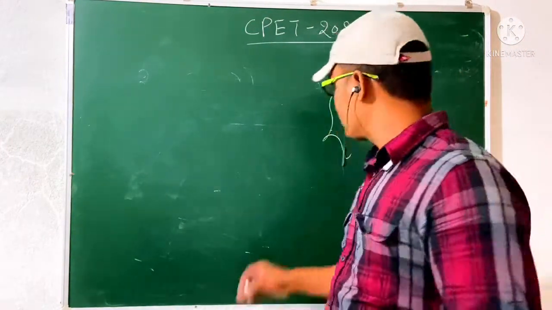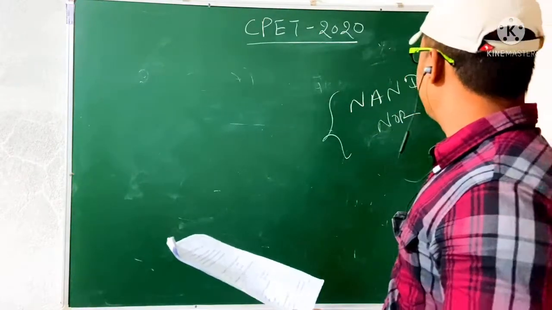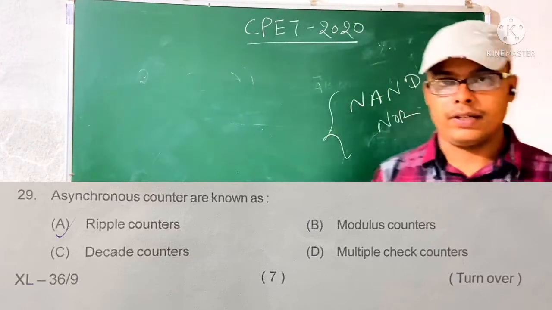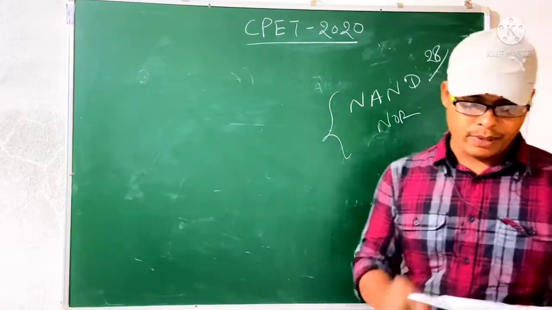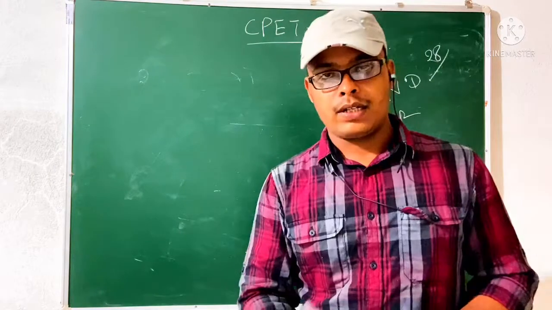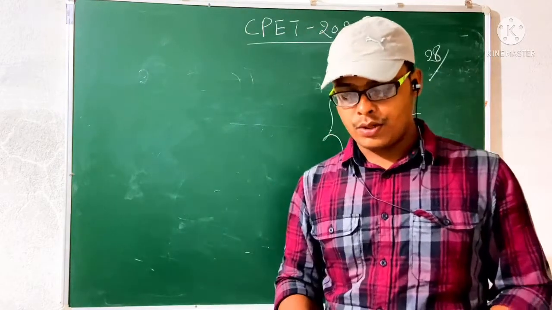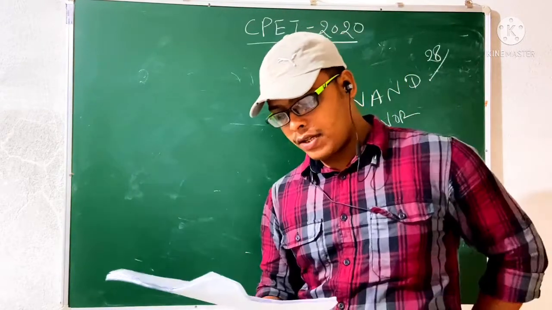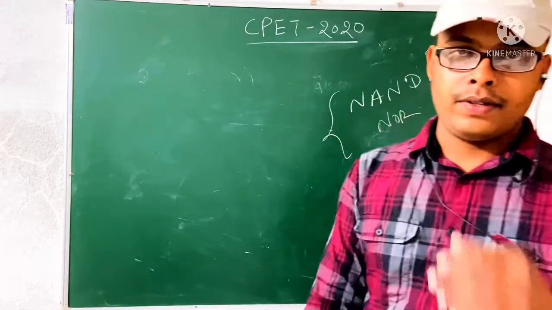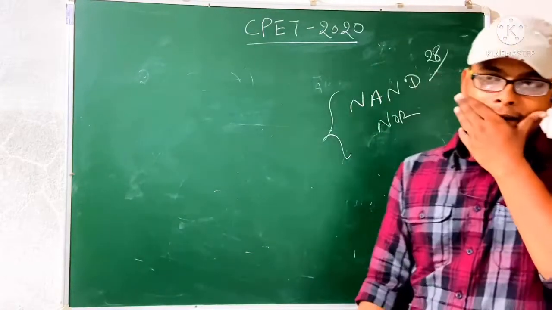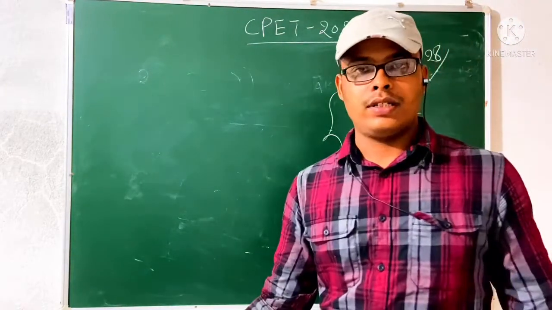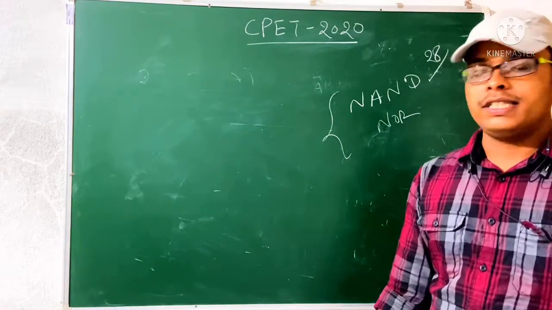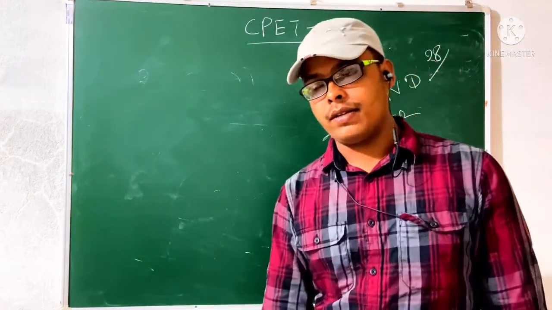Then question number 29. So this is the answer for question 28, and 29 is asking about counter. Try to remember simple things about counter, because counter is a big topic and you have to understand so many things. Which is the asynchronous counter? Remember, asynchronous counter is called a ripple counter. If anything else, you can search it in Google. Try to read more basic things about digital electronics. So this is what the counter question is asking.